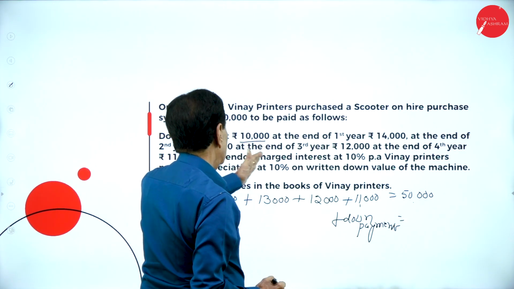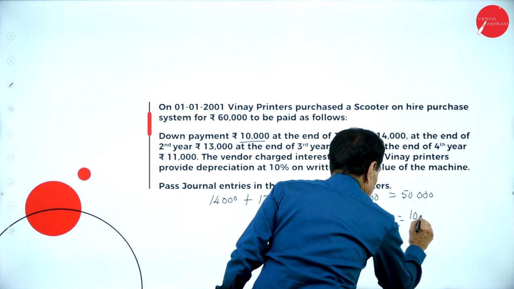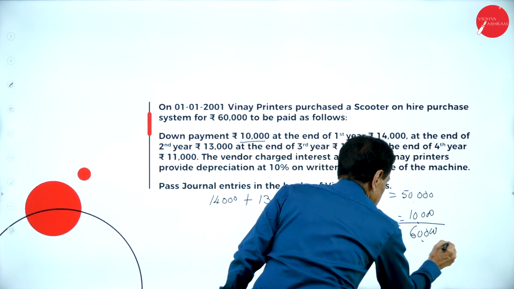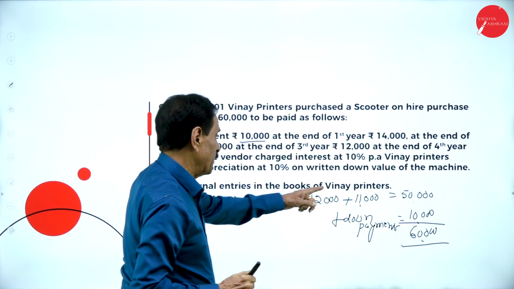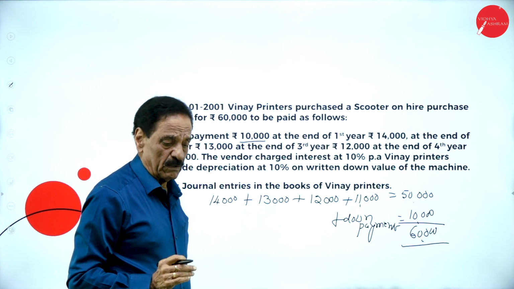Pays 10,000 at the end of the first year. Down payment 10,000. Totally 60,000. What is the cash price? 50,000. Down payment 10,000. Totally 60,000.